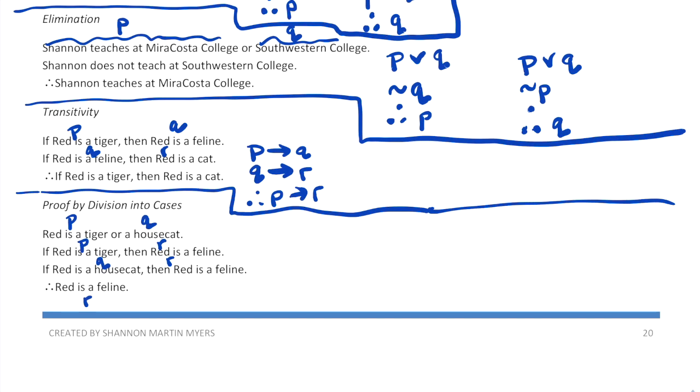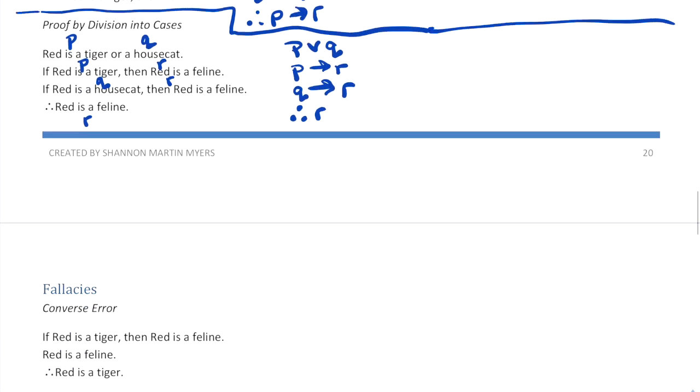Okay? So let's check it out. This said that red is a tiger or a house cat. So we would have P or Q. If red is a tiger, then red is a feline. So that would be P implies R. If red is a house cat, so that was Q, then red is a feline. So that implies R. Therefore, R. All right, and that one's called proof by division into cases. So we'll have examples of all these, don't worry.